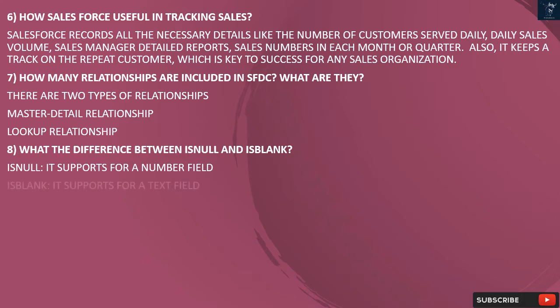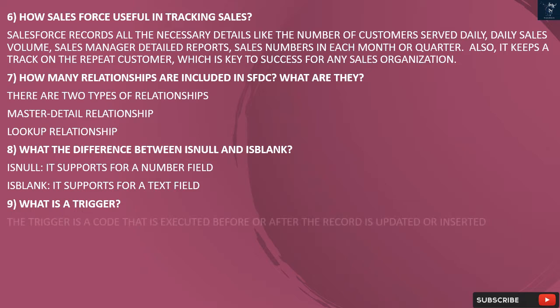7. How many relationships are included in SFDC? What are they? There are two types of relationships: master detail relationship and lookup relationship. 8. What is the difference between isNull and isBlank? isNull supports a number field. isBlank supports a text field. 9. What is a trigger? A trigger is code that is executed before or after a record is updated or inserted.